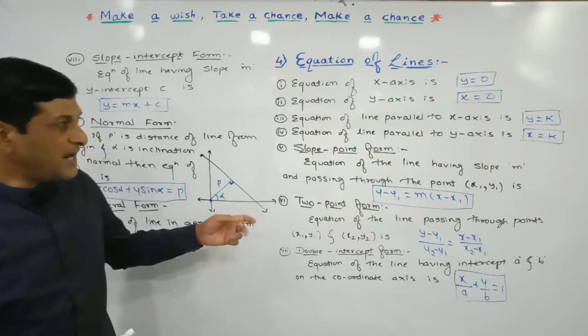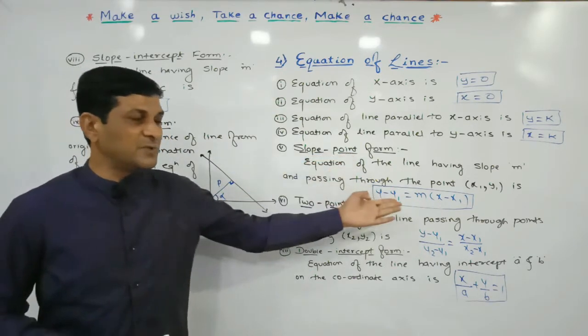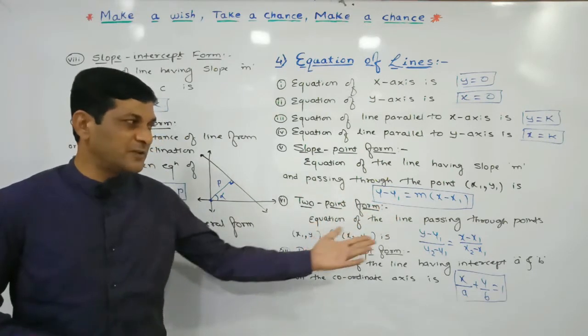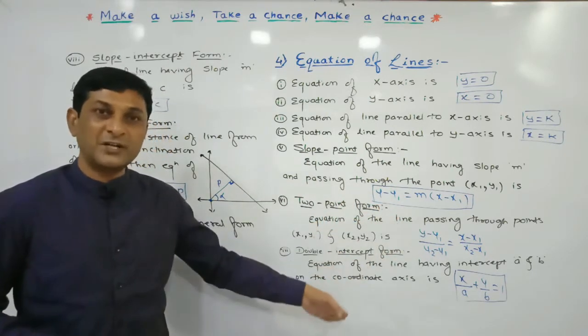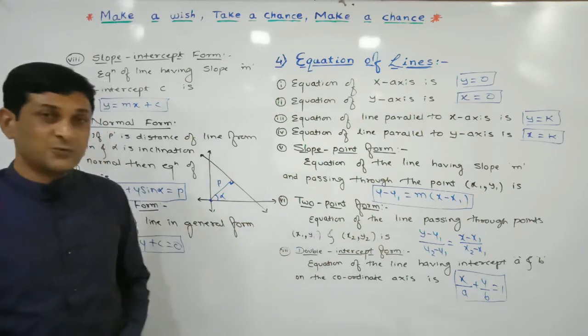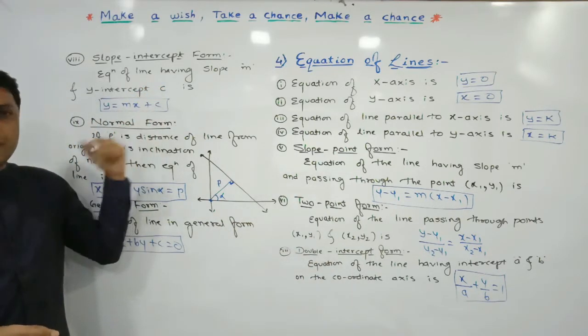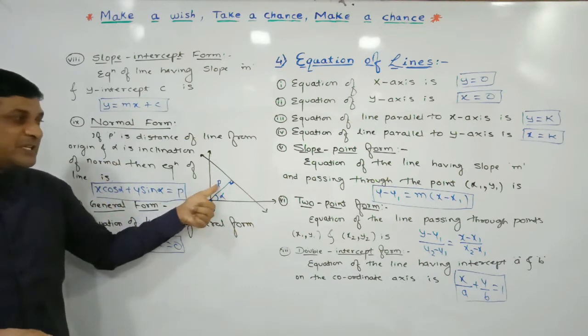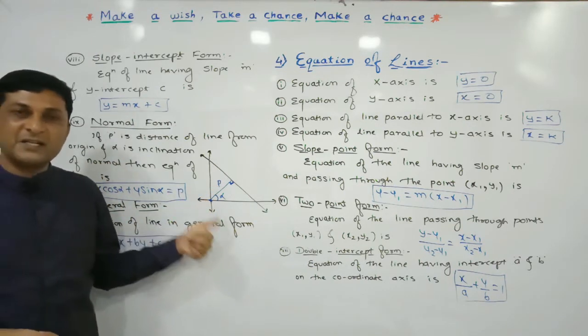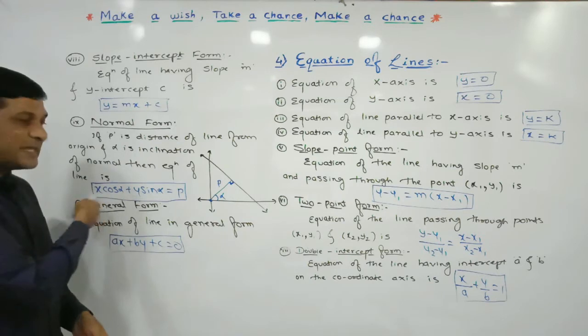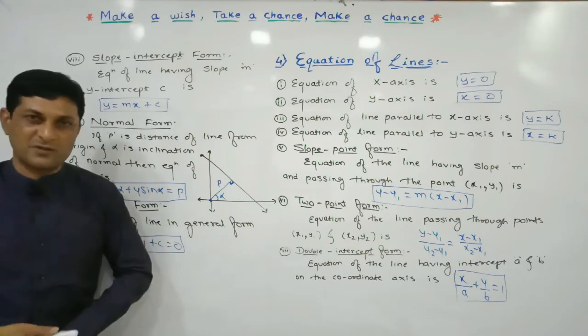If slope and point are given to us, apply this formula. If 2 points are given to us, apply this formula. If both intercepts are given to us, then this formula is applicable. If slope and y-intercept are given, then apply this formula. Then if the distance of the line from the origin and the inclination of the normal are given, apply this formula to find the equation of the line.